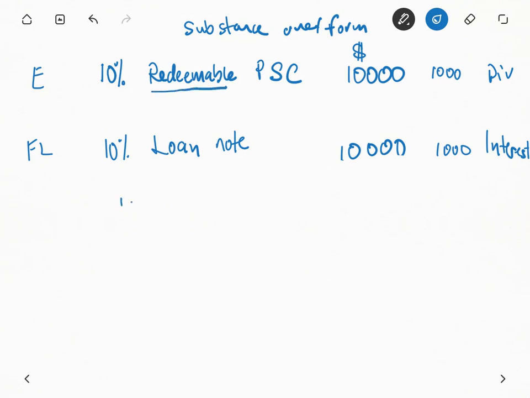They have three similar characteristics. What are the three similar characteristics between these two? One of them is both do not have voting rights. Who has got voting rights? Only ordinary shareholder. Preference shareholder, loan note holder, they have no voting rights. You know what's voting rights? You can vote.